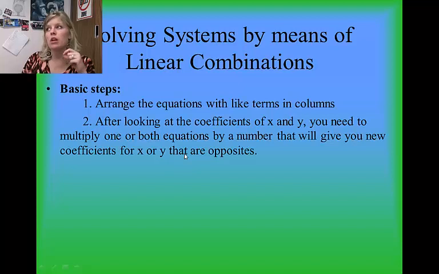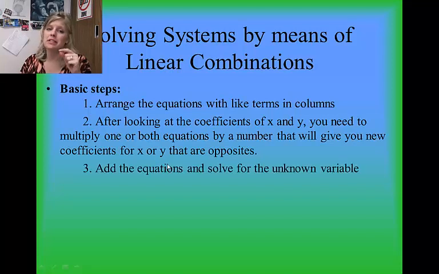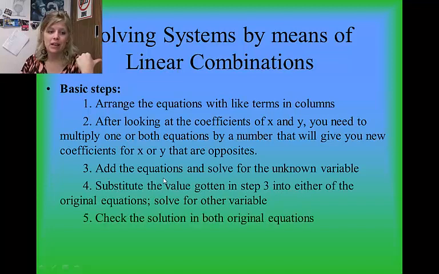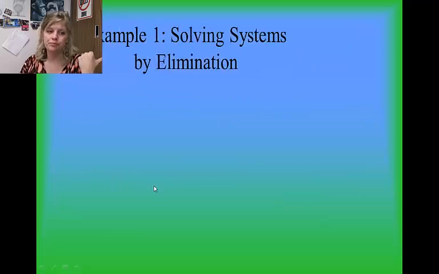For example, negative 12x and positive 12x. One's a negative, one's a positive. They have the same coefficient, which was 12. Add the equations and solve for the unknown variable. Then you're going to do what you just did, substituting it back in and check your solution.